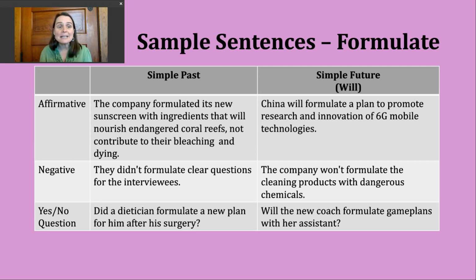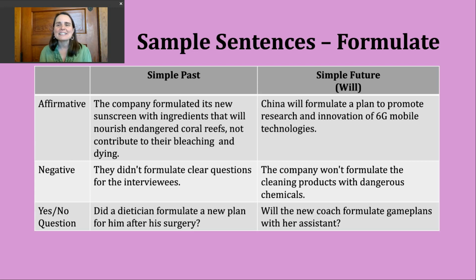So, an example of an affirmative sentence in the simple past tense might be, the company formulated its new sunscreen with ingredients that will nourish endangered coral reefs, not contribute to their bleaching and dying.